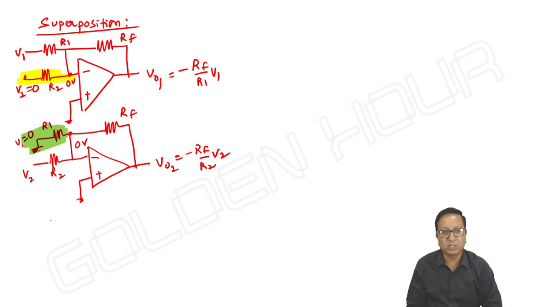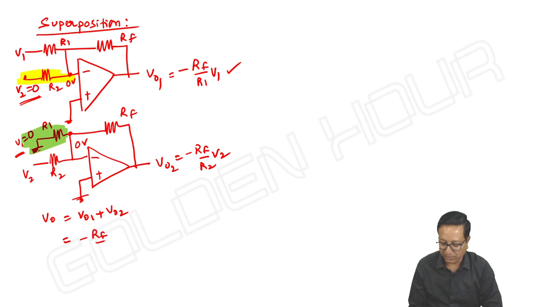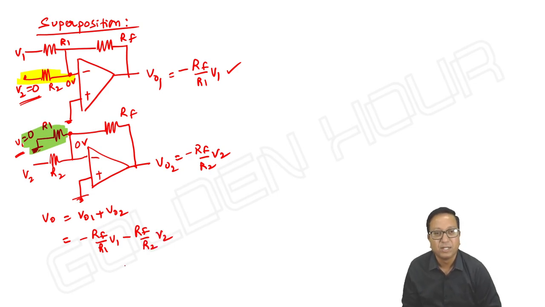So overall response is the sum of the individual responses. In the first case, by setting V2 to 0, what is the response of the system due to input V1? And if V1 is set 0, then what is the response of the system due to the input V2? So overall response is VO1 plus VO2, that is minus RF by R1 into V1 minus RF by R2 into V2. Like this we can write it.